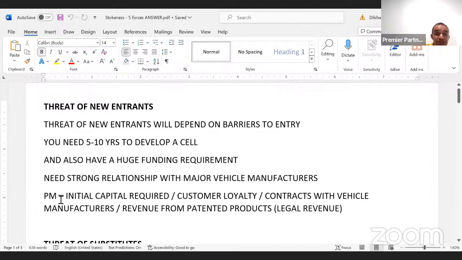Then performance measurement. There are so many, you just need to write one. Initial capital required can be a performance measure for threat of new entrants. Customer loyalty, contracts with vehicle manufacturers. Let's say you have contracts with all the vehicle manufacturers. Revenue from patented products, right?